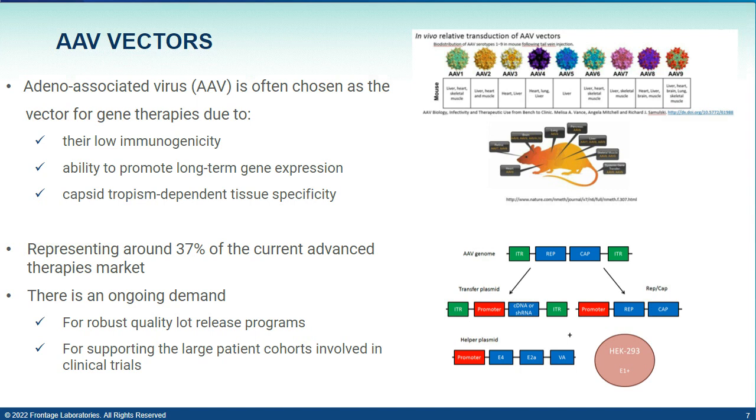Right now, AAV vector represents around 37% of the current advanced therapy market. As we can see, there's an ongoing demand for a robust quality lot release program and also for supporting the large patient cohorts involved in clinical trials.